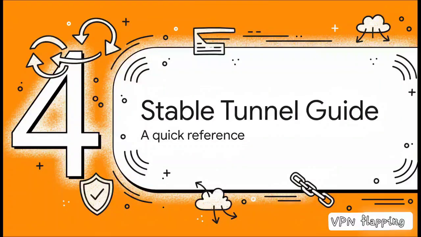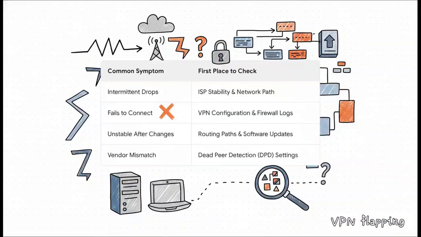So, to wrap this all up, let's boil everything down into a quick reference guide. You can think of this as your first response cheat sheet for the next time your connection starts getting all shaky. This little chart here is your new best friend. If your connection is just dropping now and then, intermittently, you should probably suspect your internet provider first. If it just flat out won't connect at all, go straight to your VPN configuration and firewall logs. If it got all unstable right after some kind of update, well, then the software is a likely culprit. And if you know you're connecting two different brands of hardware, those dead peer detection settings we mentioned, yeah, that's often the first place to look.